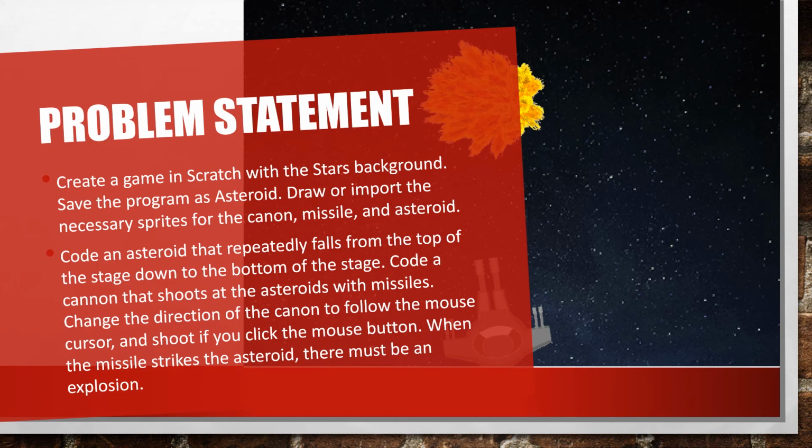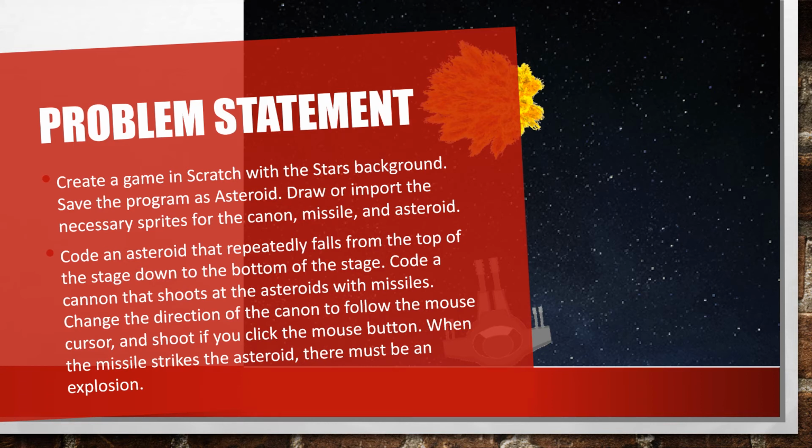Now let's create a game in Scratch with a stars background. Save the program as Asteroid. Draw or import the necessary sprites for the cannon, missile, and an asteroid. Code an asteroid that repeatedly falls from the top of the stage down to the bottom of the stage and disappears.